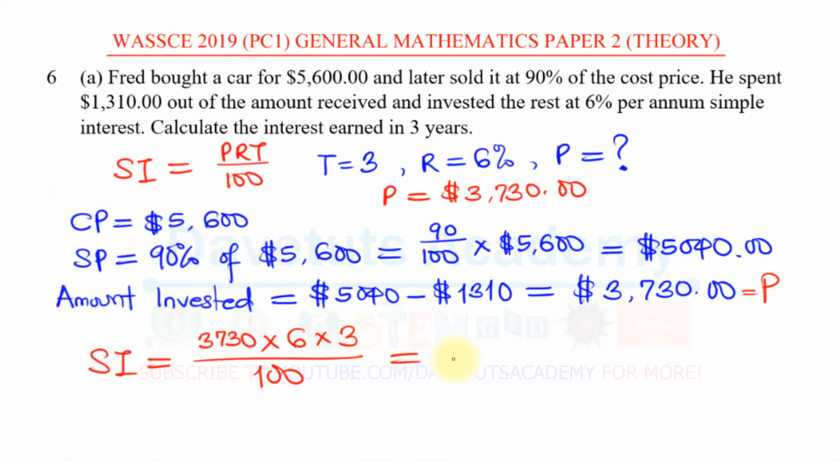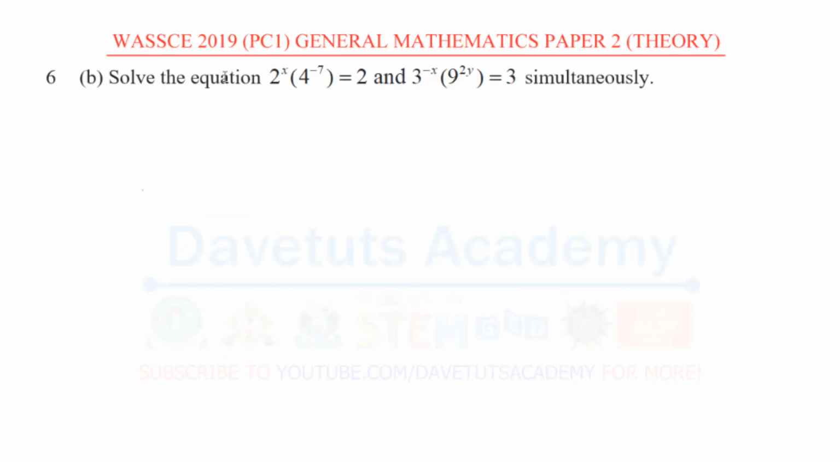671.4. So this is $671.4. So the interest earned in 3 years for Fred is nothing but $671.4. Having the understanding of how to reverse engineer to get this principal had helped us to solve this question, and the answer is $671.4.